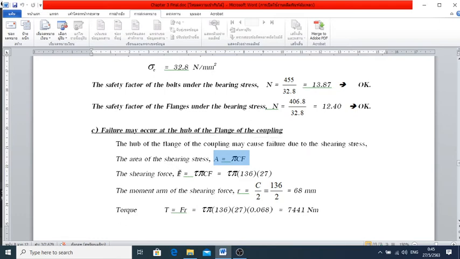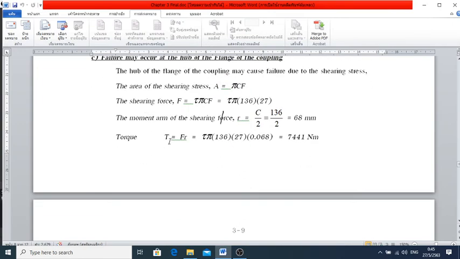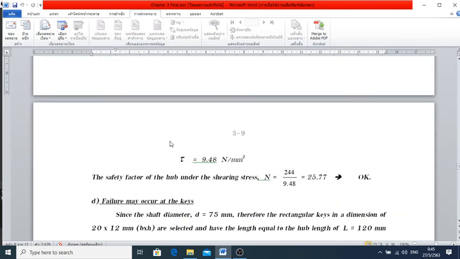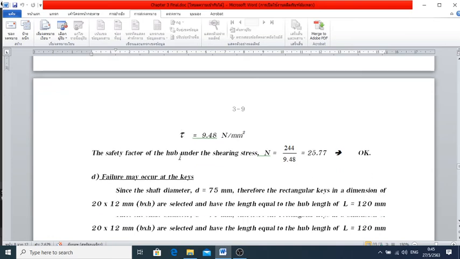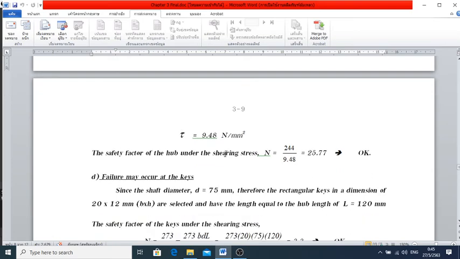So therefore, again, the force is going to be pi times tau times C times F, and then the R term is there, and then again I have to input the torque of 4,000 and something. I find the tau term is going to be 9.48. So it's going to be safe with a safety factor of 25.